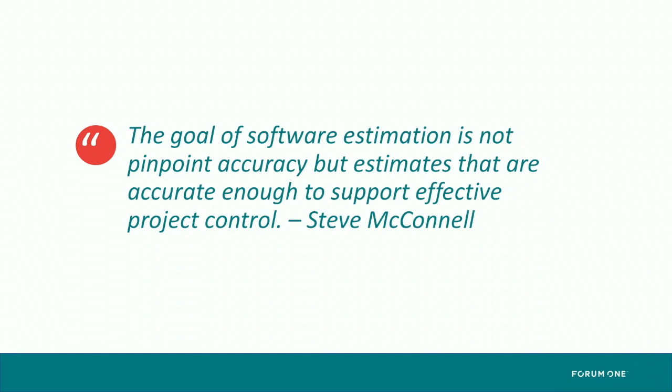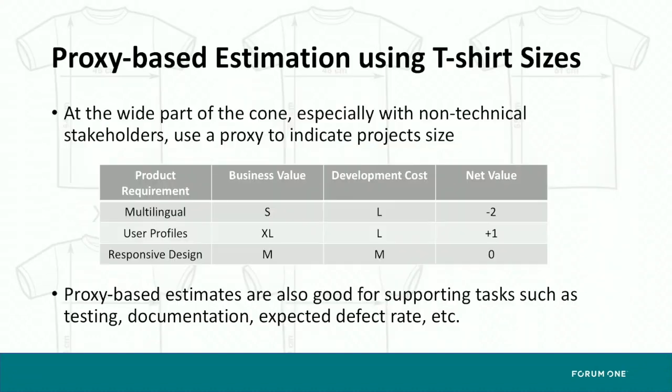Okay, the goal of software estimation is not pinpoint accuracy, but estimates that are accurate enough to support effective project control. I could stop the presentation right there, but I have a few more slides to do. And this, I love this. This is t-shirt size. I wish I had invented this because it's so simple. This is what Steve calls proxy-based estimation. The idea is you're assigning a small, medium, large, or extra large value to a feature, but you can also use the same technique to specify what, let's say, the business value is for that feature, and then you can compare your business value and your development cost, and come up with a net value.